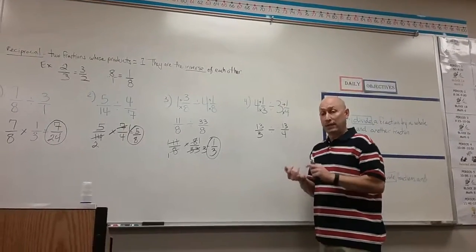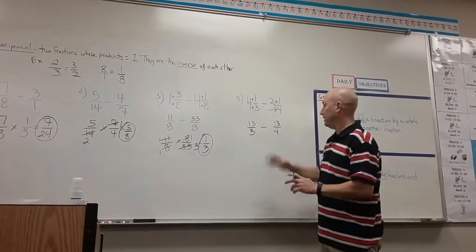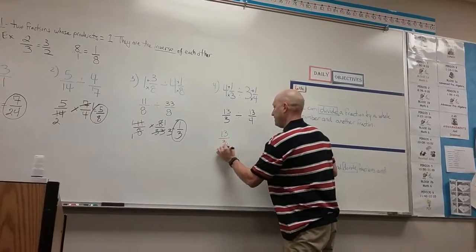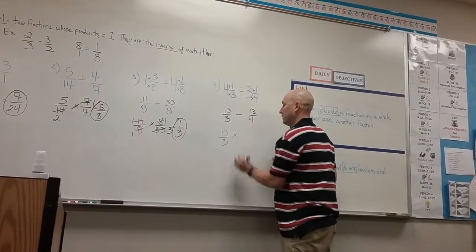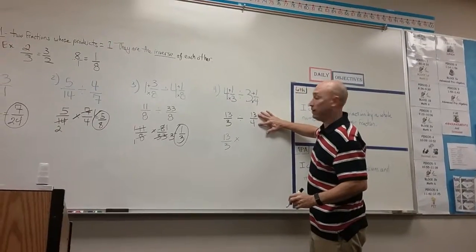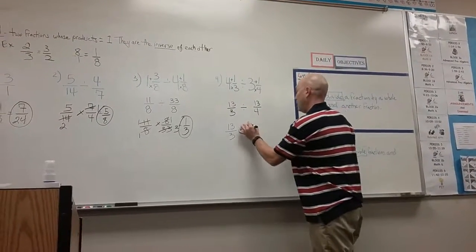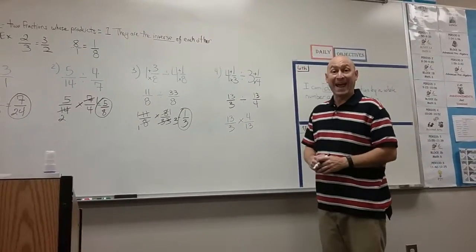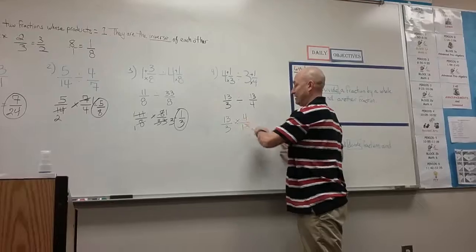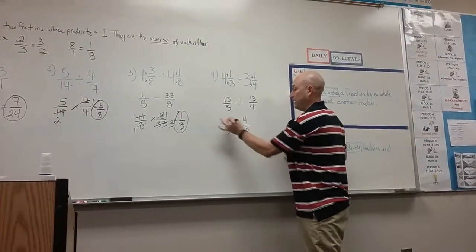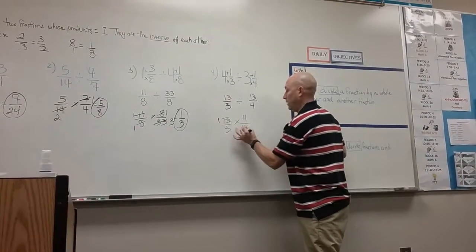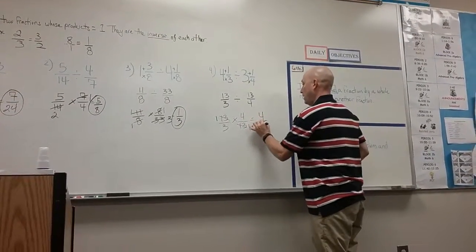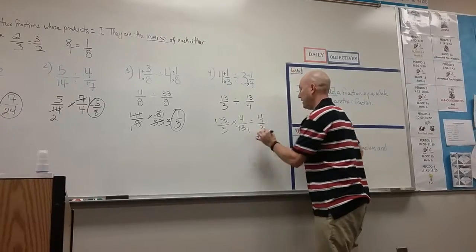So I'm going to keep it, change it, flip it. First fraction always stays the same. Division symbol changes to multiplication, and the reciprocal of 13 over 4 is 4 over 13. When I look diagonally here, I like that I see that they are the same number, so 13 over 13 is the same as 1 over 1. So 4 times 1 is 4. 3 times 1 is 3.